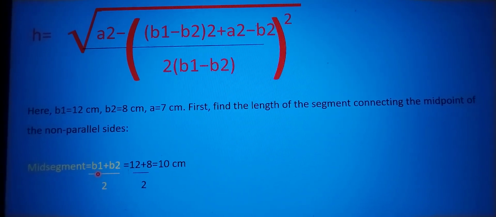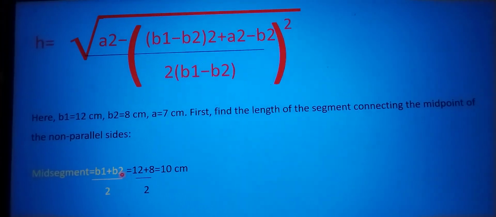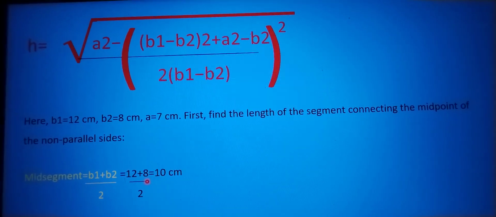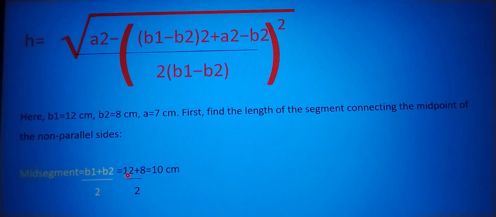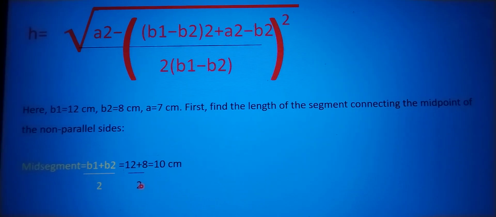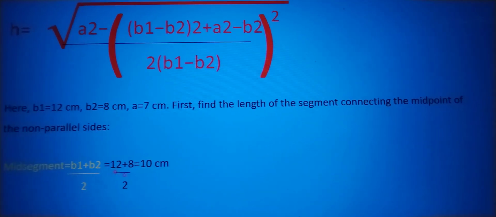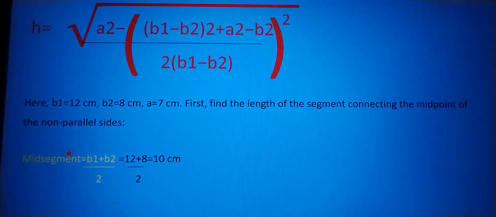So we know that B1, or base 1, is 12 and B2, or base 2, is 8 centimeters, divided by 2. So 12 and 8 gives us 20. 20 divided by 2 gives us 10, so it's 10 centimeters. Now we know that the mid-segment is 10 centimeters. We'll move on to our next step.